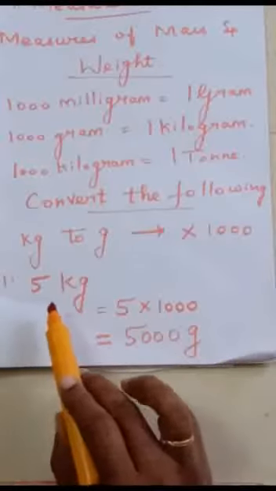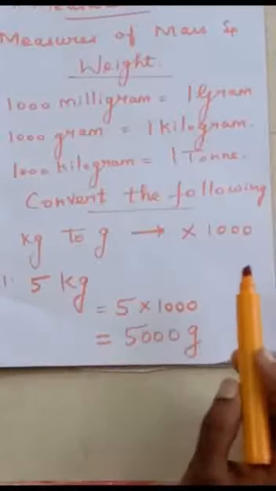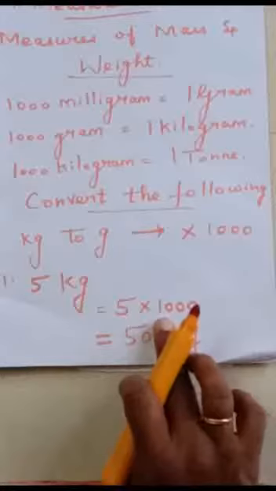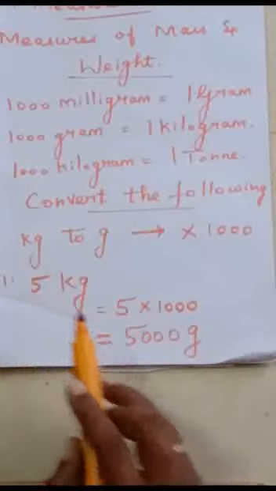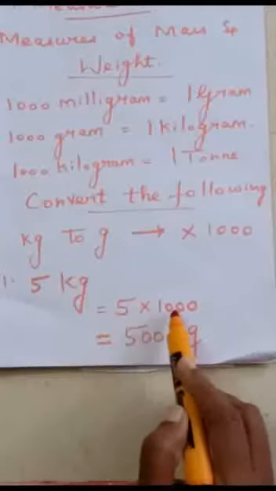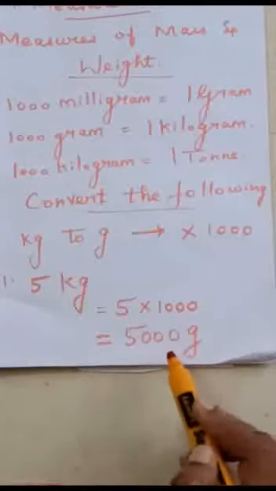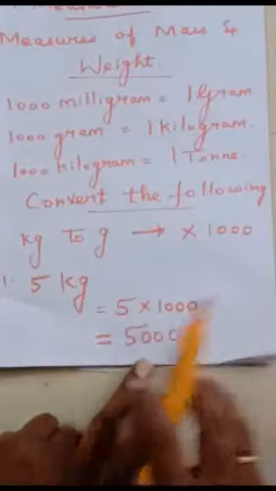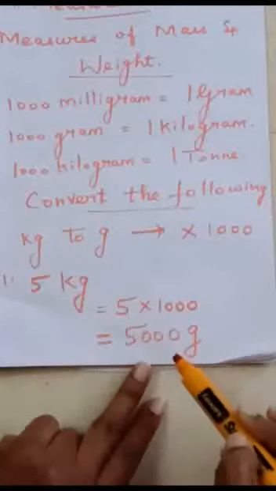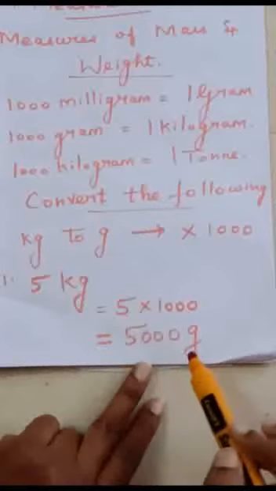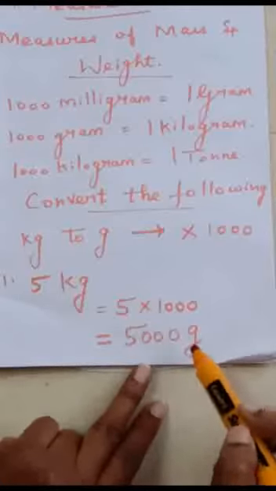When we are supposed to convert kilogram to gram, what do we have to do? We have to multiply with 1000. The numerical value that has been given should be multiplied with 1000, and this step gives the answer. So in this first sum, in 5 kilogram, how many grams are there? 5000 grams are there. Is it clear?